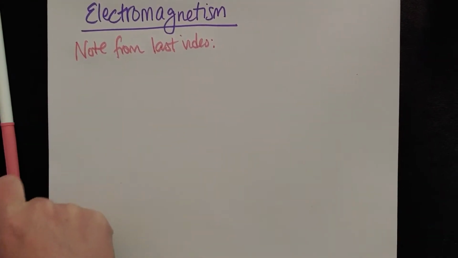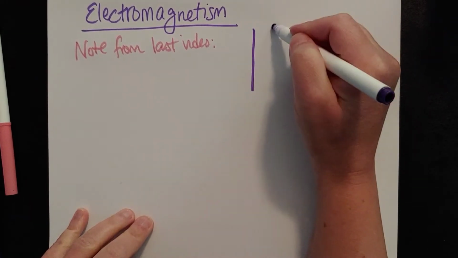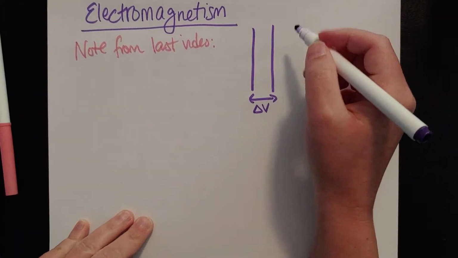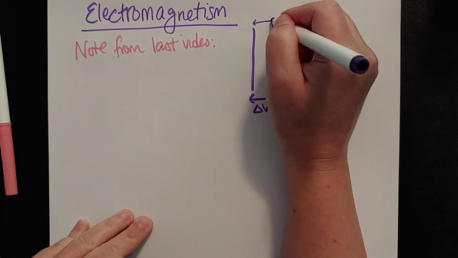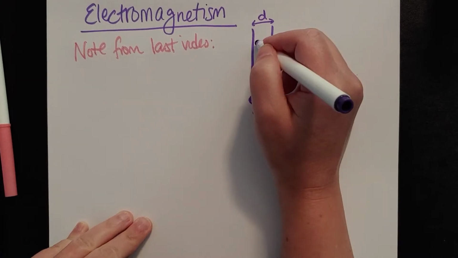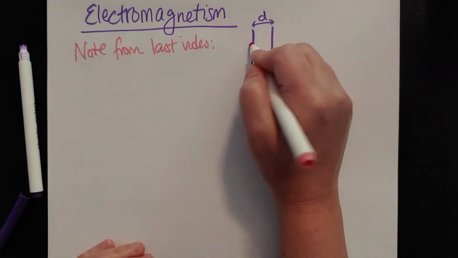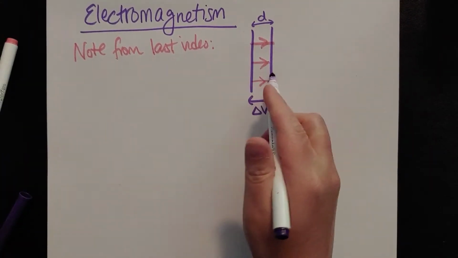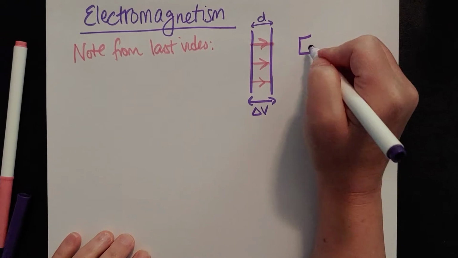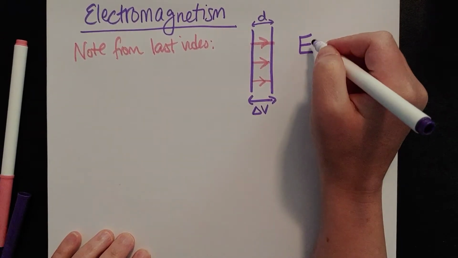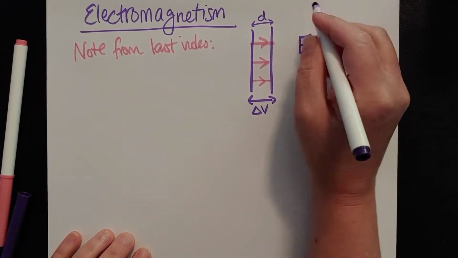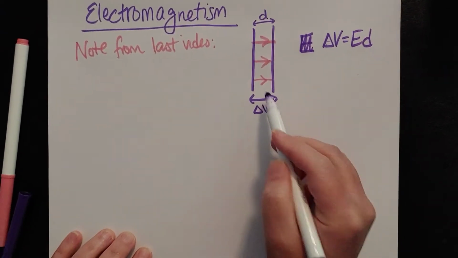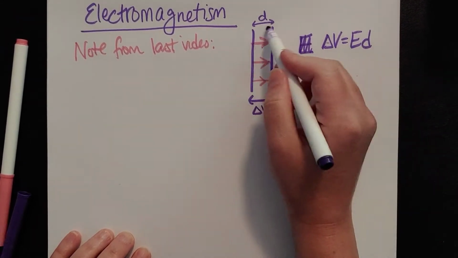We were talking about capacitors, and you have a parallel plate capacitor with a potential difference delta V across it, and the distance between the plates is D. You get an electric field set up in there that goes from the positive plate to the negative plate. The value of that electric field, actually, I'll write it the easier way to remember. The potential difference is equal to ED. So the electric field times that distance.